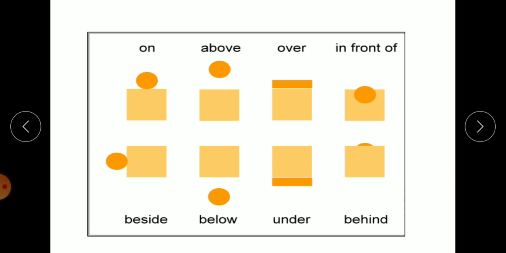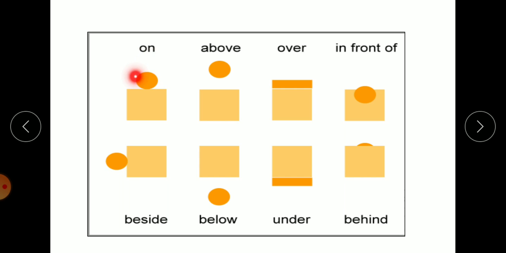Now let's see few more. Now children, in this slide we will be focusing on these prepositions, that is on, above, over, below, under, because they are bit confusing that where you have to use what. So kindly pay attention and listen. Now if we talk about on, this preposition is used when two objects are touching each other.